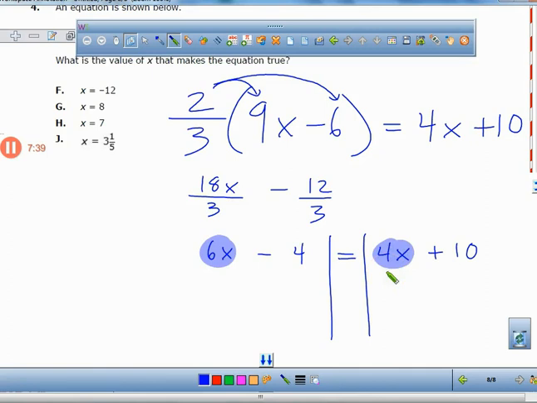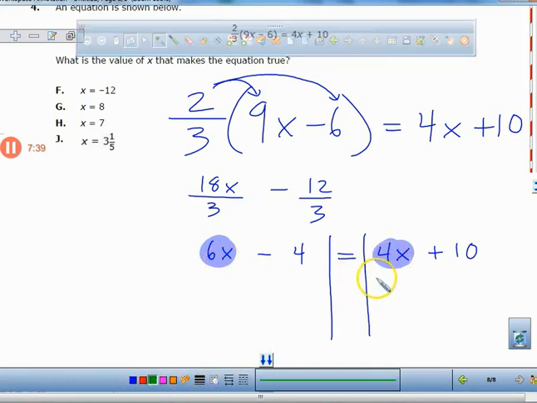Let's get this taken care of. Come on. You're doing a lot of explaining. I wonder what you're saying. Come on. How do we get rid of the 4x? How do we do it? Come on, take that 4x away.